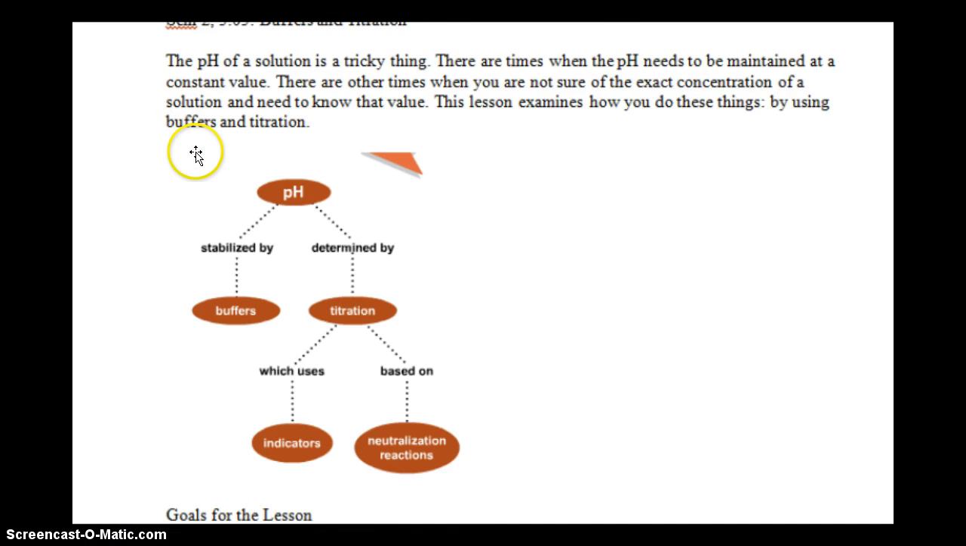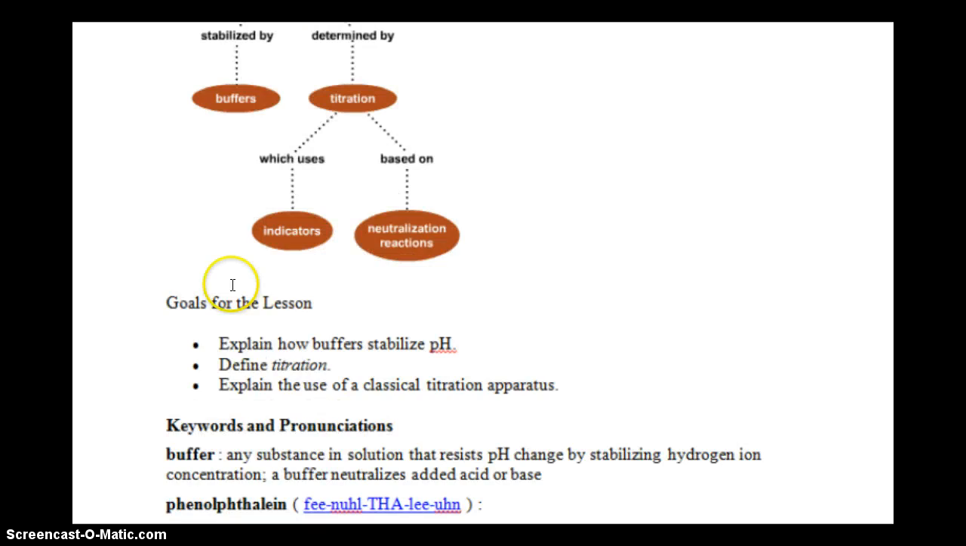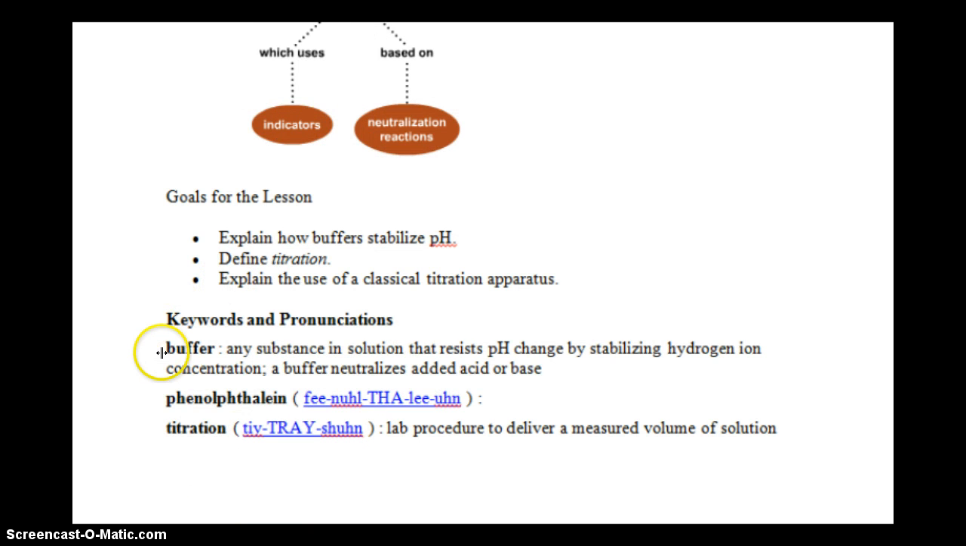And from the student guide, I copied down the beginning as well as the keywords and pronunciation. A buffer is any substance in solution that resists pH change by stabilizing hydrogen ion concentration. A buffer neutralizes added acid or base. So really, it keeps the pH the same.